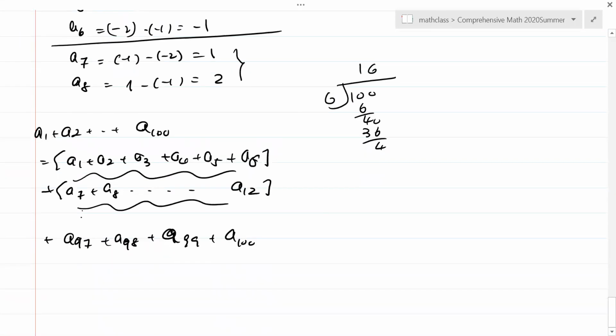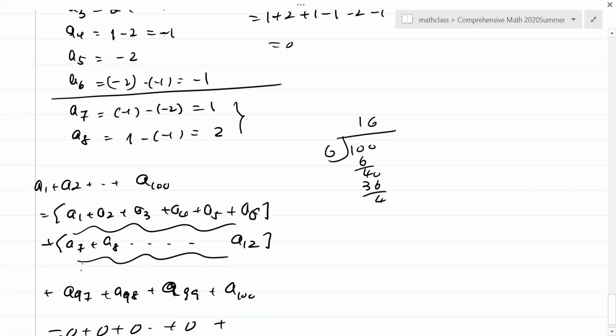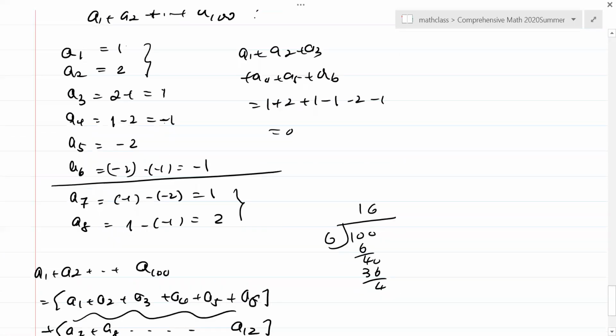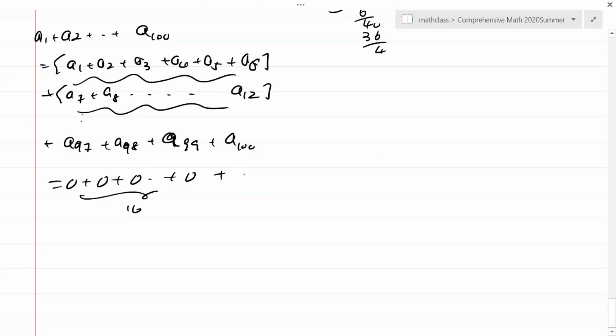All you needed to know is get 0 plus 0 plus 0, right? How many zeros? 16 zeros. The last term is A7. A7, let's start again. 1, 2, right? 1, 2, 1, -1. It's going to be 1, 2, plus 1, plus -1. So the answer is 3.